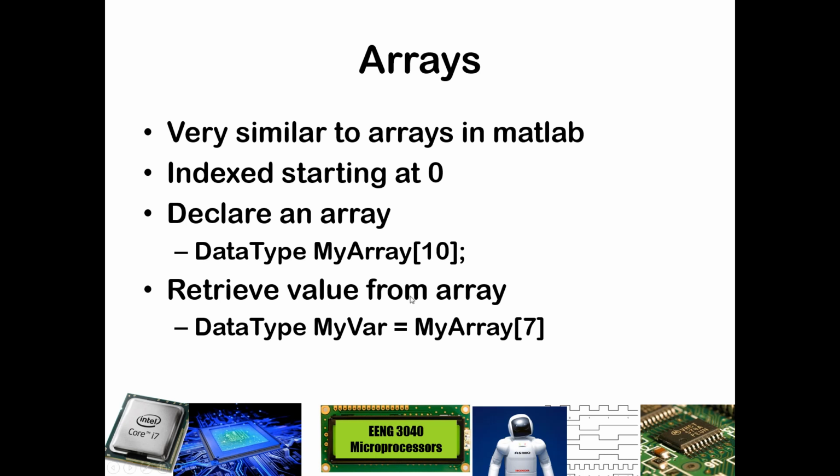And to retrieve a value from an array, you could just have a variable named myVar. That's going to be one instance of that data type, and it'll just be myArray element number 7, which is actually the 8th entry in that array because we are indexed starting at 0. Then you're pulling that into your variable so you can actually do some processing on that value. So that ends our introduction to C programming, and we'll see some examples as we get into next week.